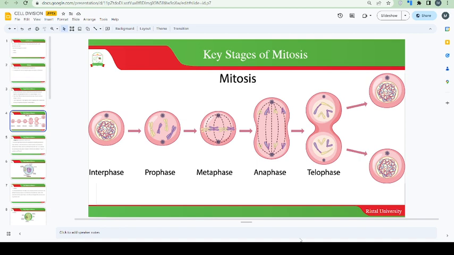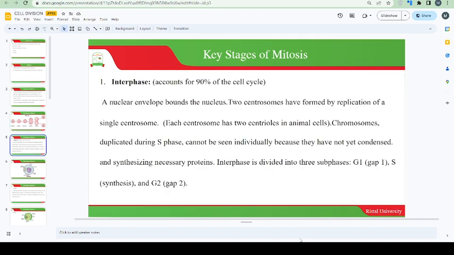Let's look at the key stages of mitosis. The first stage is known as interphase, followed by prophase, metaphase, anaphase, and telophase. Let's look at the key stages of mitosis in detail.